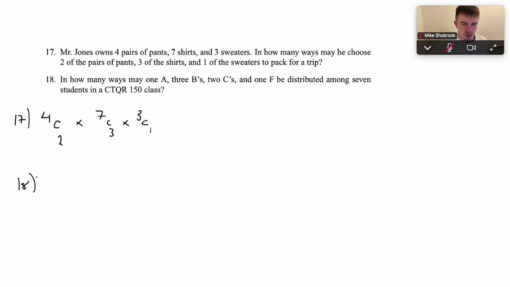18. How many ways may 1 A, 3 Bs, 2 Cs and 1 F be distributed among 7 students in a CTQR 150 class? So there's 7 factorial possible ways of rearranging all of these grades. And we have 1 A, so we divide by 1 factorial, or we just don't do anything. 3 Bs, we divide by 3 factorial. 2 Cs, we divide by 2 factorial. 1 F, we divide by 1 factorial. Right, to remove the overcounting.